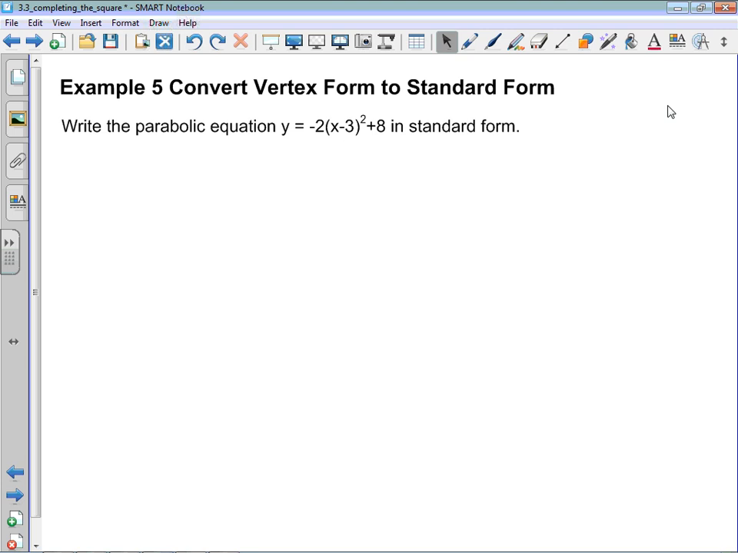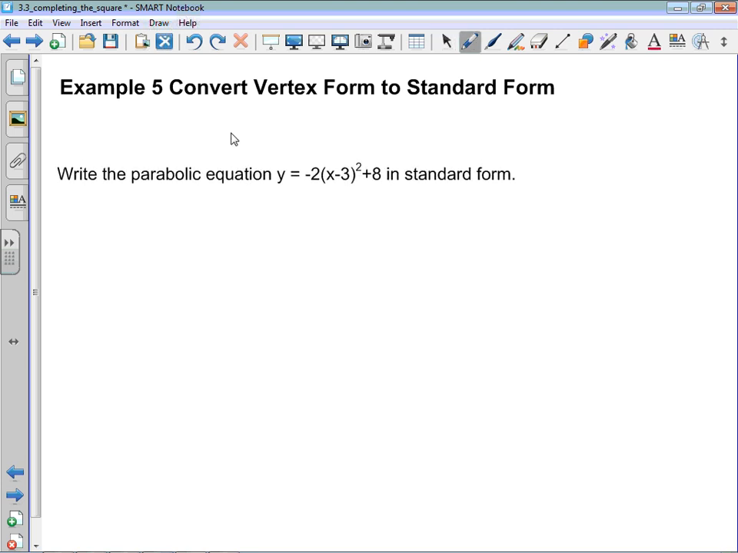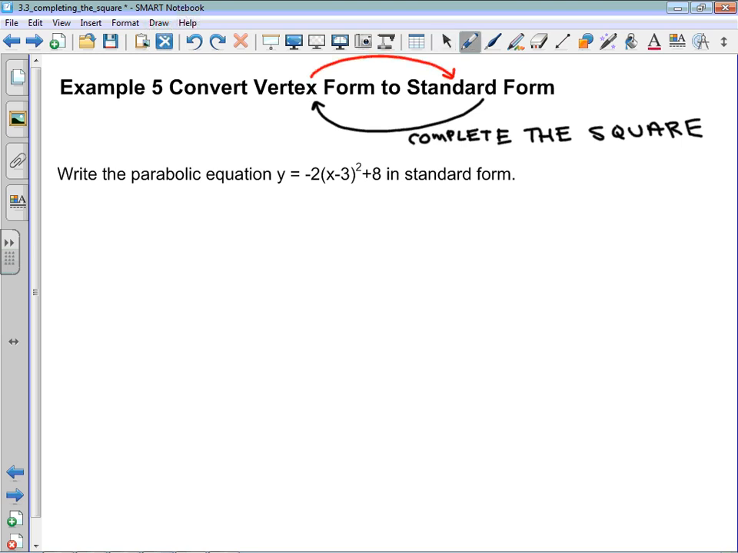Most of 3.3 is focused on completing the square, which is converting from standard form into vertex form. Example 5 is going the other direction, to convert vertex form into standard form. And I always like showing a little bit of a flow chart to talk about this because it is really important that if we want to go from standard form into vertex form, we have to complete the square. And that's really what most of 3.3 has been about. So complete the square. But if I want to go from vertex form to standard form, for whatever reason that is, it's actually much simpler.